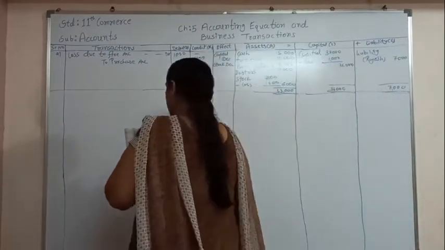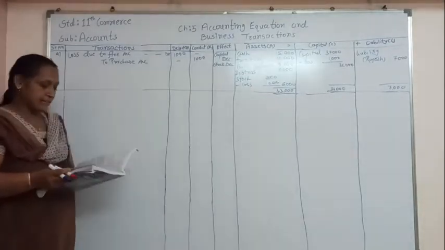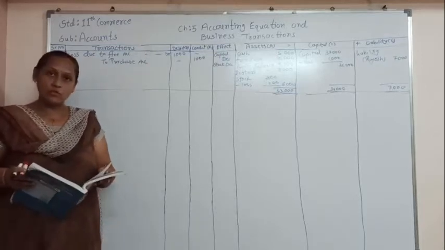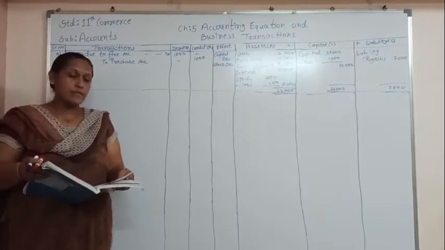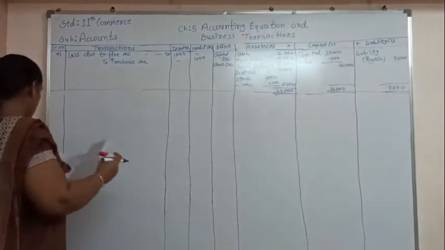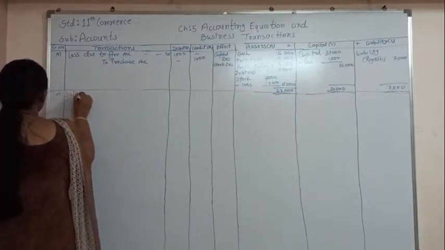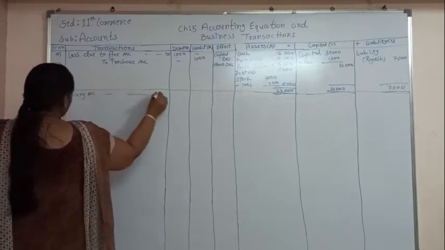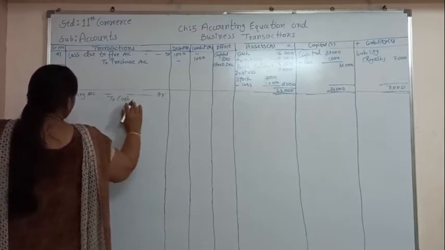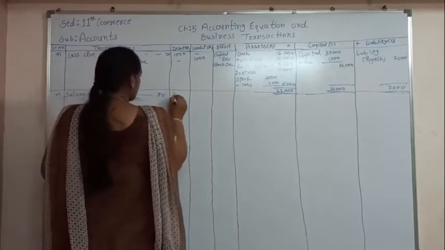And next transaction is date number 10, and date 10 is telling us that salary paid rupees 2,000. So salary is an expense to the business, and salary account is going to be debit and cash account is going to be credit. Let's pass the journal entry for that. Salary account debit to cash account. And here it is of rupees 2,000.